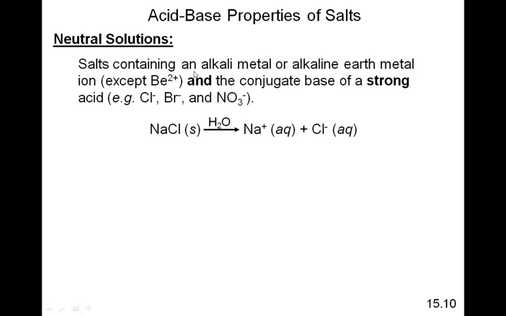The Na+ ion is an alkali metal. It comes from group 1A, and therefore has no acidic characteristics. The Cl- is the conjugate base of a strong acid, HCl. And we know that the conjugate base of a strong acid has 0 base characteristics. So this is a group 1 metal, and this is the conjugate base of a strong acid, and this has 0 acid characteristic, this has 0 base characteristic, and therefore this solution, for all intents and purposes, is neutral.